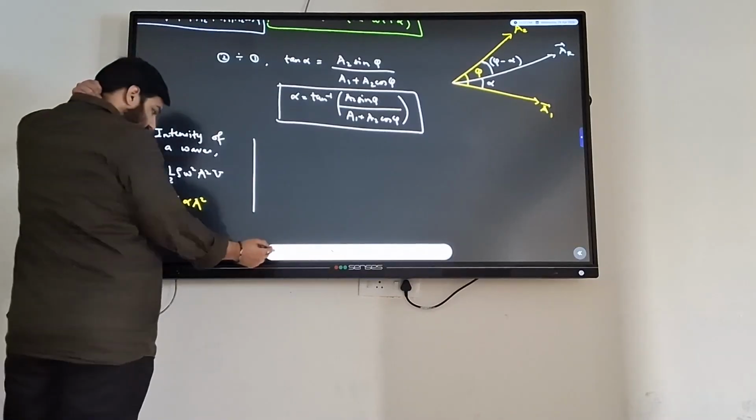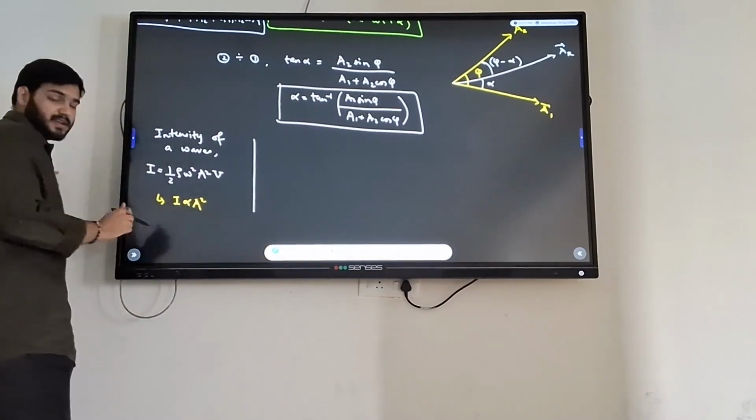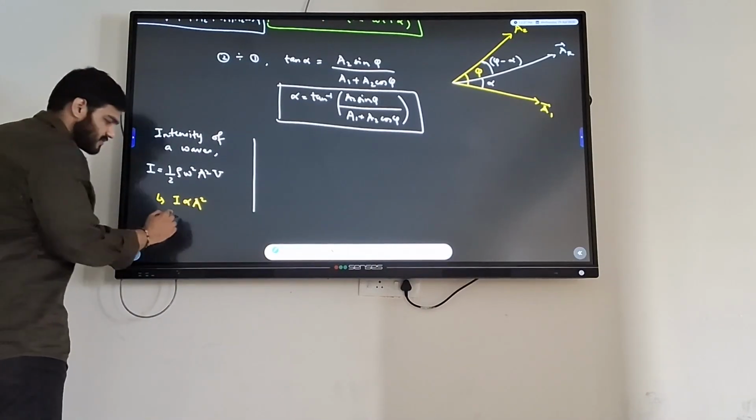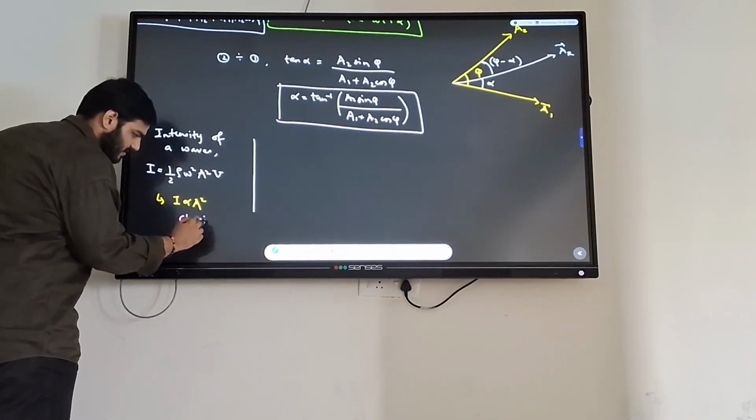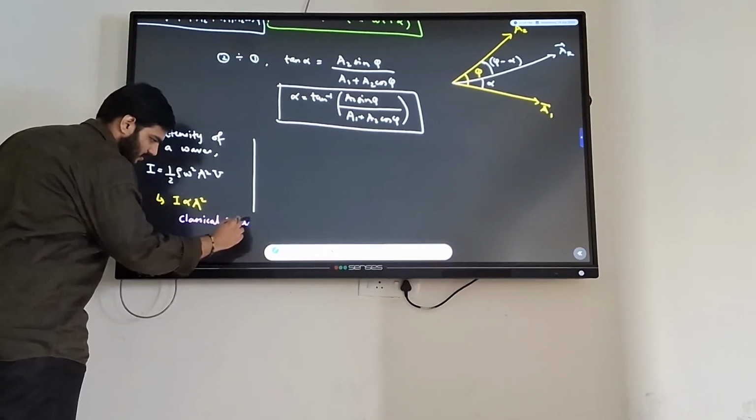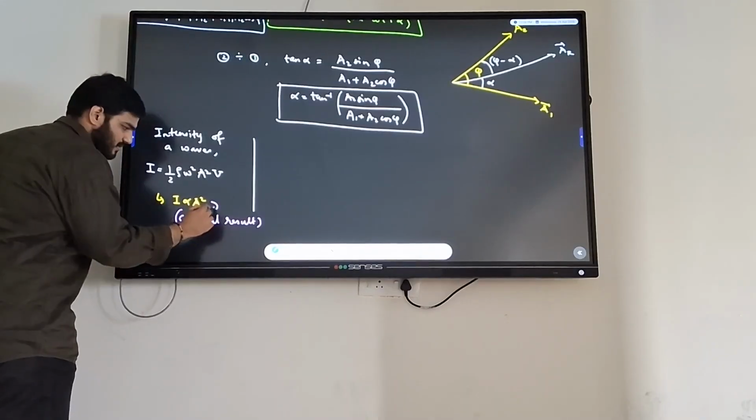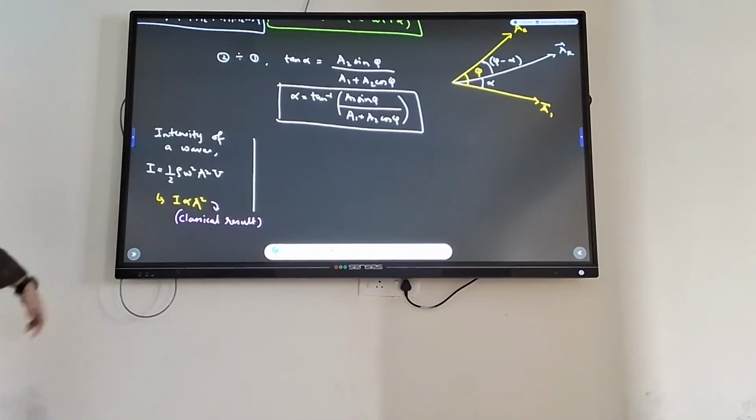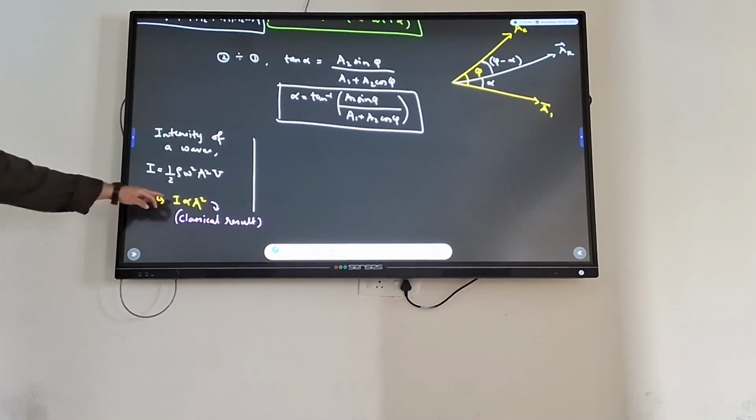Let me write this. I am writing something and you will understand it later. This is for the classical result. Why am I highlighting this? It will make sense when we talk about modern physics. Anyways, intensity is proportional to amplitude square.